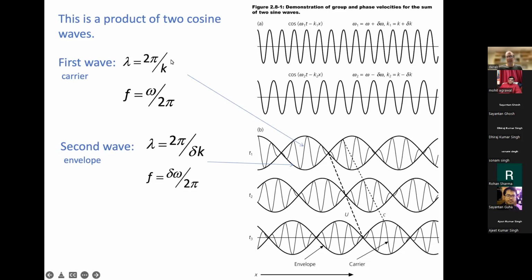The first wave is called the carrier wave, and that is lambda equals 2 pi over k, or the frequency equals omega over 2 pi. And the second wave is the envelope wave, and that is lambda equals 2 pi over dk, and the frequency equals d omega over 2 pi. So the first wave is this, and the second wave is this long period wave here.